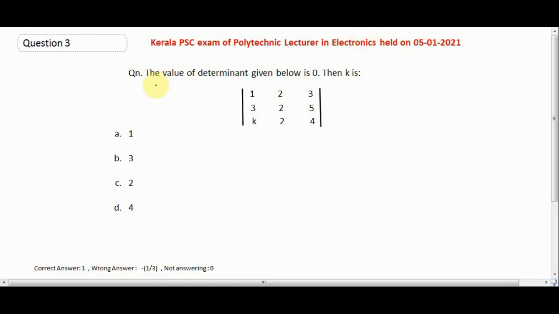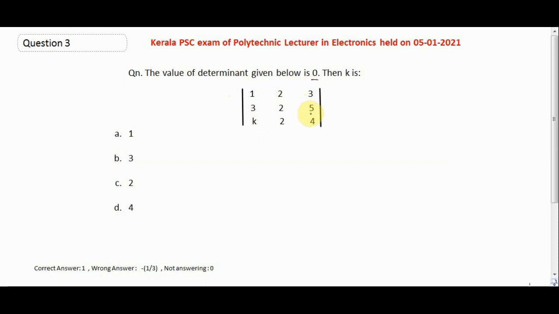Now coming to question number 3, the value of determinant given below is 0. Then K is, okay, we have a matrix here. We are asked to calculate the value of K, the unknown in the matrix. We have a hint that the value of the determinant is 0. So try to solve this by yourself. Please pause the video and try to solve this by yourself.